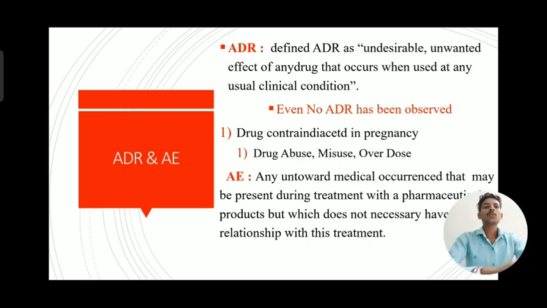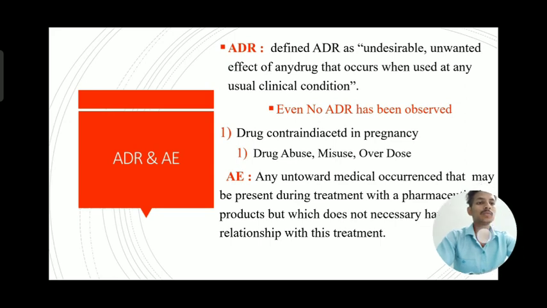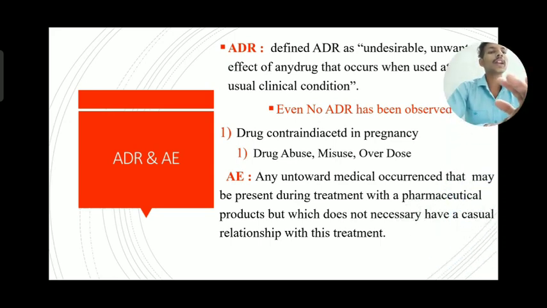The next is adverse drug reaction. Adverse drug reactions, or ADRs, are the undesirable, unwanted effects of any drug that occur when used at the usual clinical dose. Then next, even if no ADR has been observed: first is drug contraindicated in pregnancy, drug abuse, misuse, and overdose.